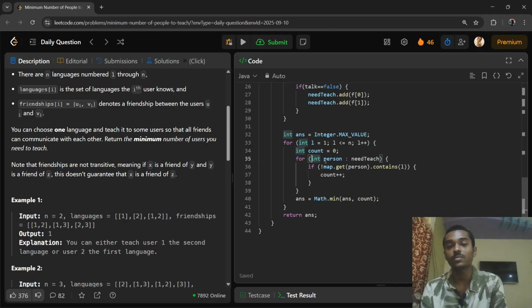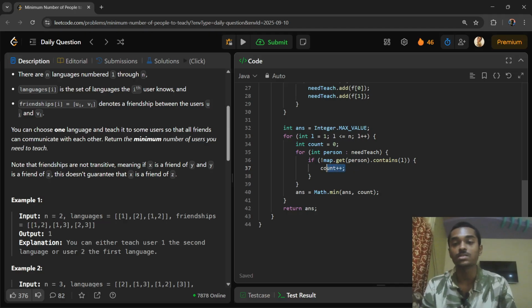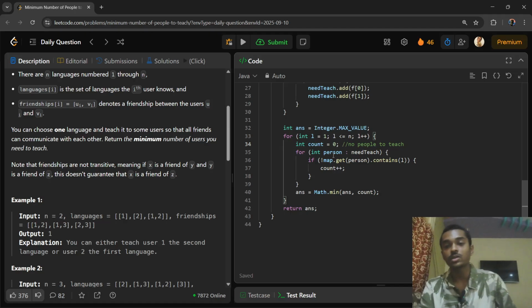For every person in the need to teach array, we have to check if the language L is known by them. We take the set and check if this set contains language L. If it doesn't contain it, we have to teach them, so we increase the count. The count is the number of people to teach, the people who don't know that language, and we take the minimum of all of them.